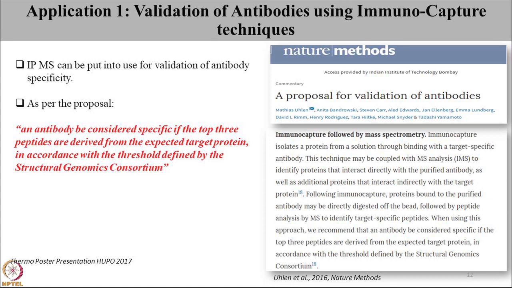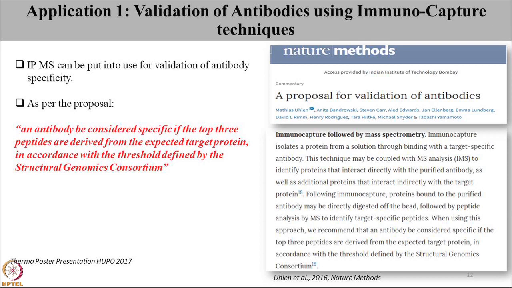If you do the washing and follow the whole IP protocol, what you should get is only your protein of interest and maybe a few interacting partners, right? So they have devised this statement: an antibody can be considered specific if the top three peptides are derived from the expected target protein.